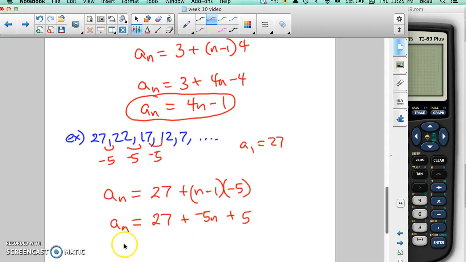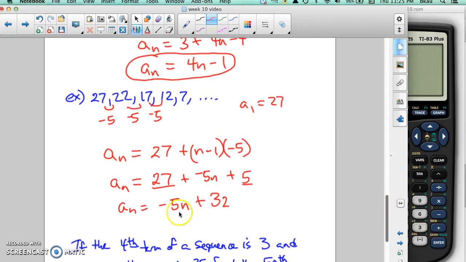So A sub n is, we combine these two together. We write this first, so we got negative 5n plus 32. Okay, and this is my formula. And I can test it out. If I put in 1, 2, 3, 4, 5, I should get 7. So if I put in 5 here, that's going to be negative 25. Negative 25 from 32 is 7. So it does check to give us that term.